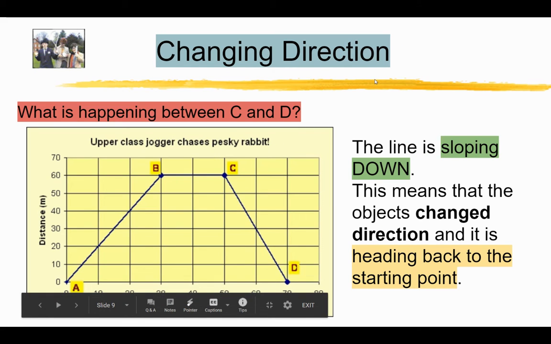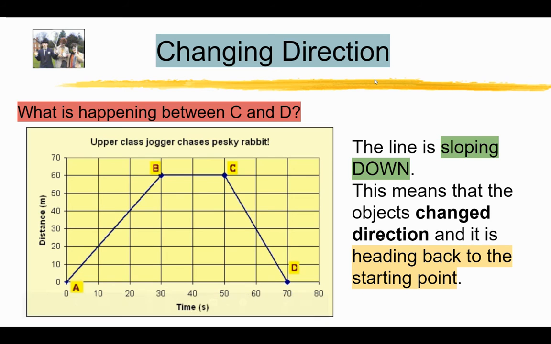Okay, let's look at changing direction. From A to B, we see that the object moved from 0 meters to 60 meters. It would be like if I got up and walked across the room to over there where Lydia was, and then from B to C, I just stayed there. I just stayed over at Lydia's desk. Well, then from C to D, what did I do? I came back to my desk. Foster, from C to D, I came back to my desk.